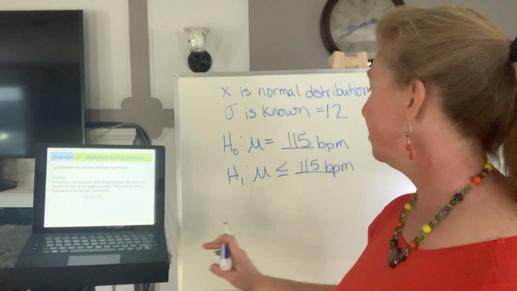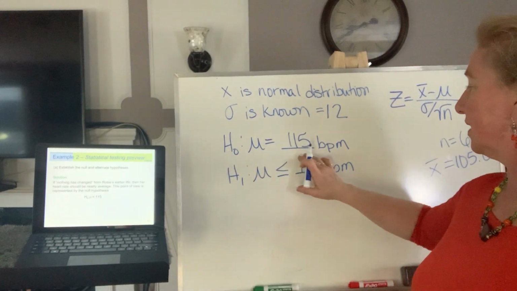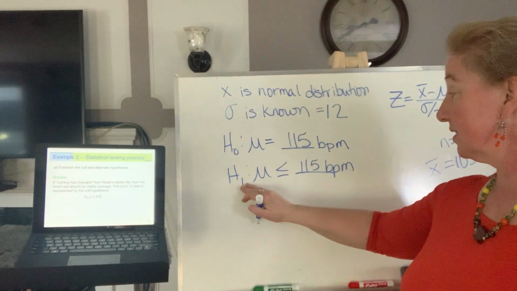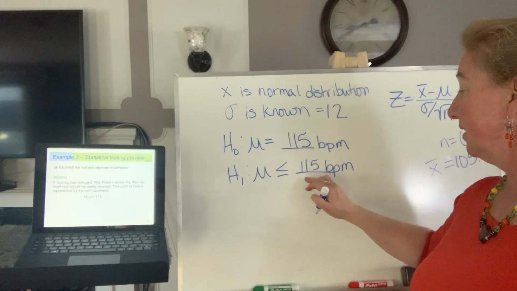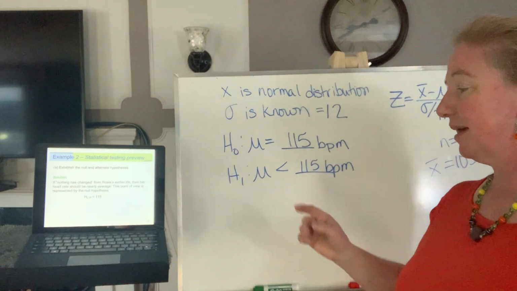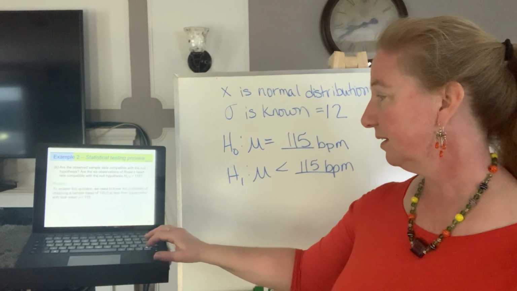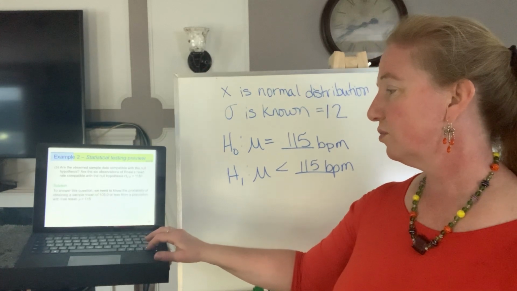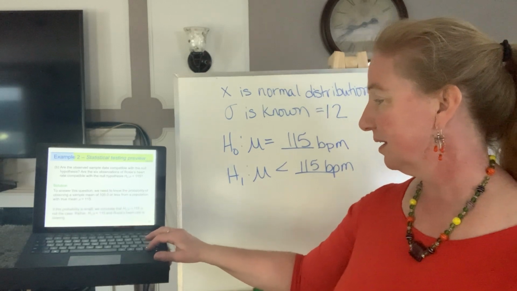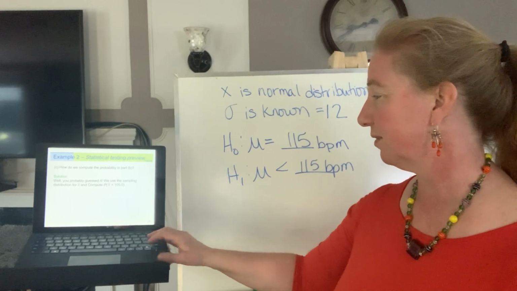So we have our null and alternative hypothesis. Null hypothesis: mu equals 115 beats per minute. H1, my alternative hypothesis: mu is less than, shouldn't be equal to, less than 115 beats per minute. I'm on slide 27, if you're following along. So we need to do a sample. And I'm going to skip ahead because what they do is kind of give some general information.